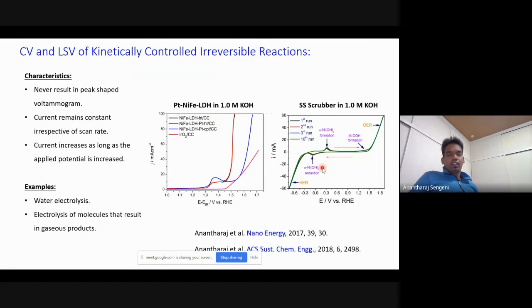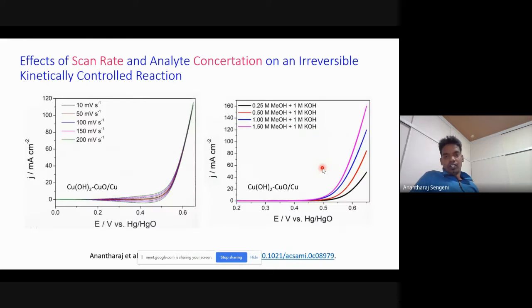Yes. And as I told earlier, CV and LSV of kinetically controlled irreversible reactions, such as gas evolution reaction, don't show you any peak, and they are completely independent of scan rate. And there could be a parasitic reaction of the catalyst or self-oxidation reduction reaction of a catalyst, which is also occurring along with the charge transfer controlled irreversible reaction. So this is a classic example where copper oxide is used for methanol oxidation reaction in alkali. Methanol oxidation in alkali is an irreversible reaction occurring via 6 electron 6 proton transfer.